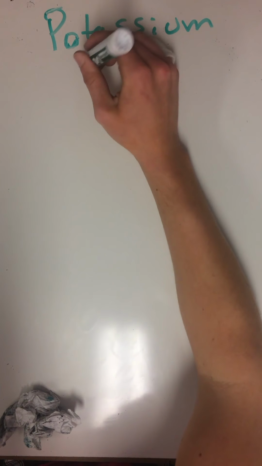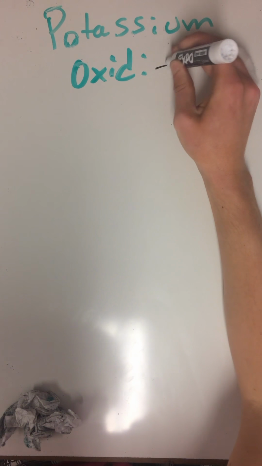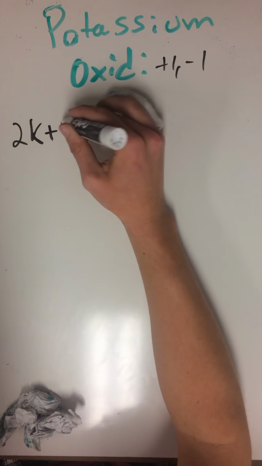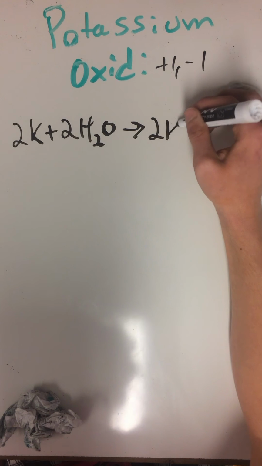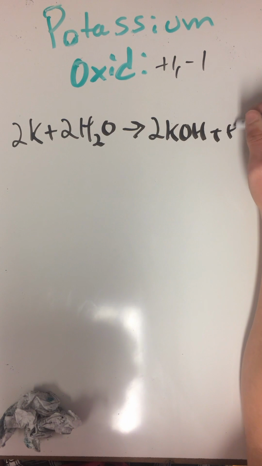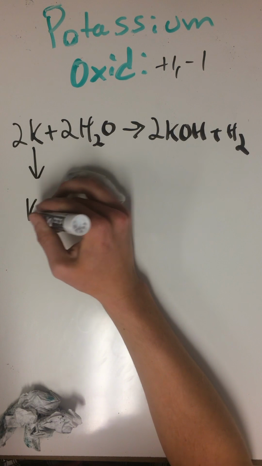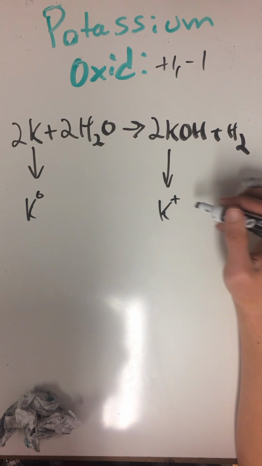Potassium has an oxidation state of +1 or -1. And we're going to use this example problem of two potassium solids being mixed with two water molecules to make potassium hydroxide and hydrogen gas. So potassium at first has an oxidation state of 0 because it's a solid. Then it goes to a +1 to make an ion.